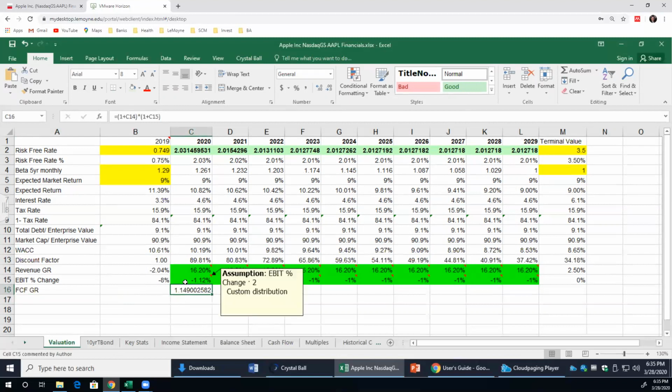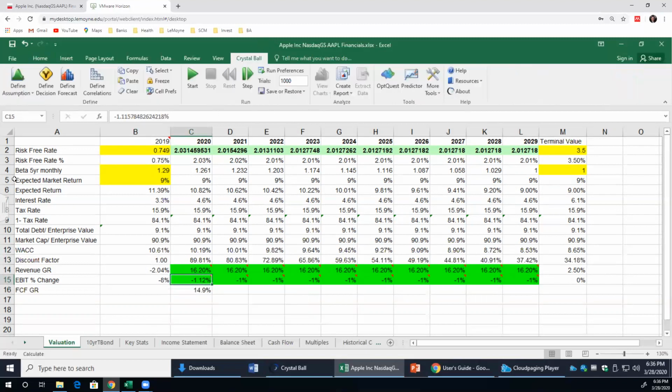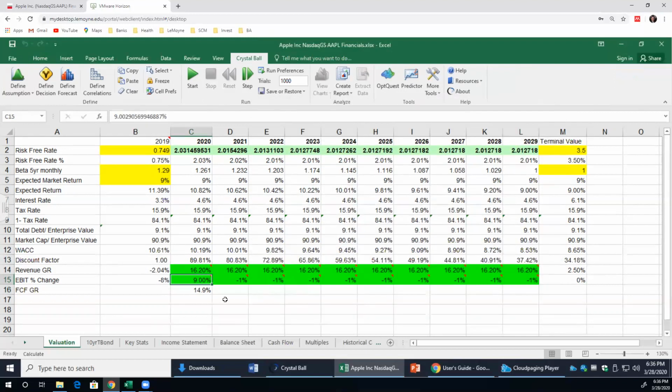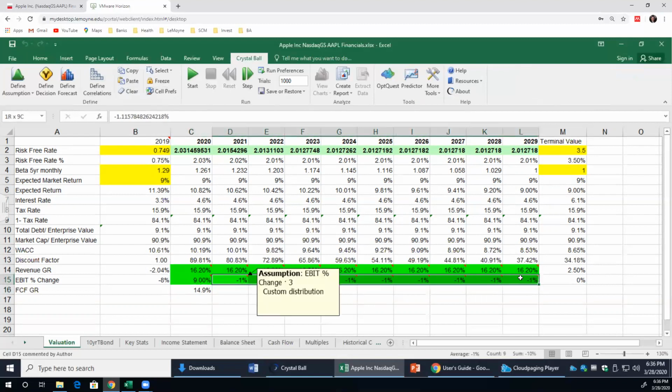Once again, I need to subtract 1 to calculate percent change. Probably your numbers are different. Please don't freak out, because I made a change over here. If you just look at this, define assumptions, and I click OK, this is a number that you are probably seeing in your calculations. Let me just change back to what you guys have.